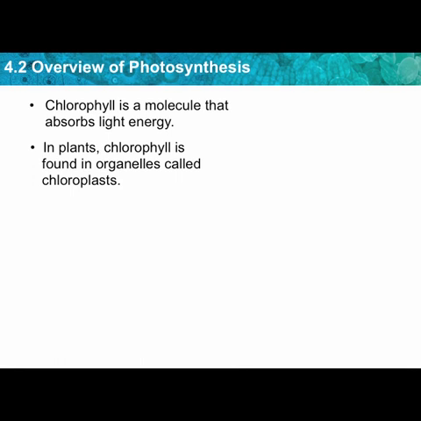Chlorophyll is a molecule that absorbs light energy. It has a unique chemical composition that allows it to absorb light energy and convert it into sugar. In plants, chlorophyll is found in organelles called chloroplasts. Sometimes you can even see these chloroplasts through a microscope. If you take a very thin type of leaf and look at it through the microscope, you can see the little green dots that are in there, and those are the chloroplasts.